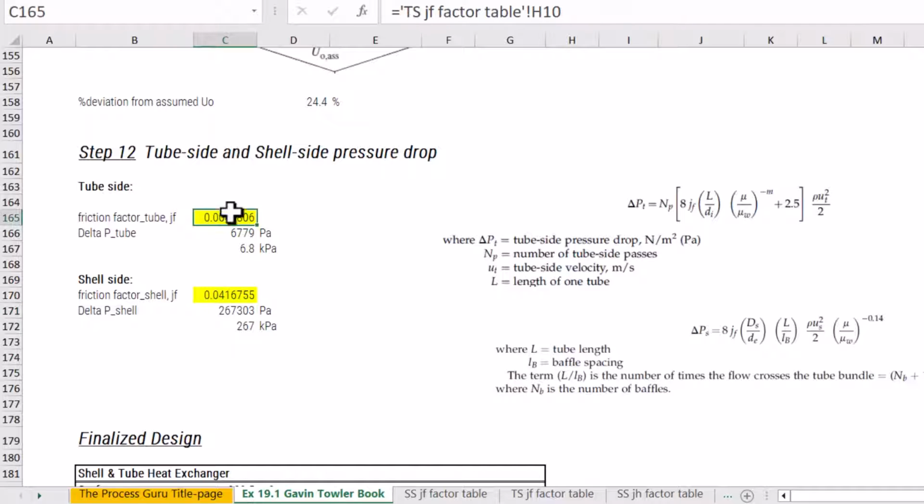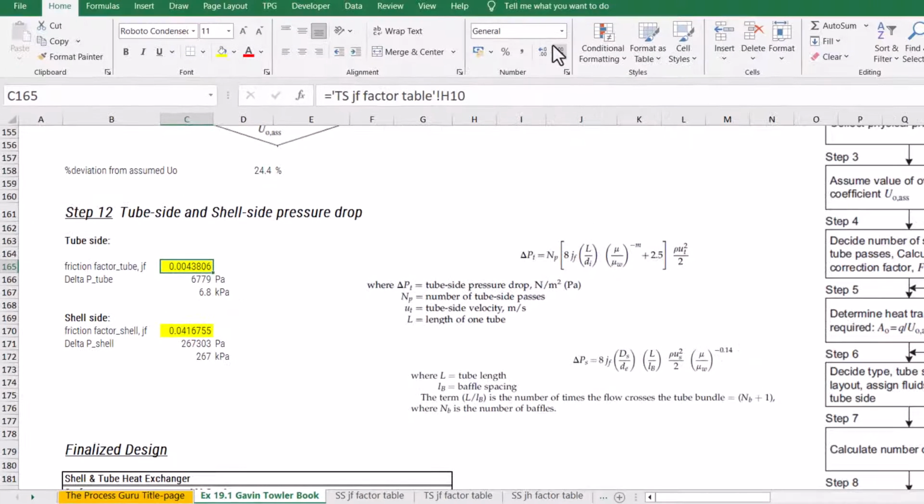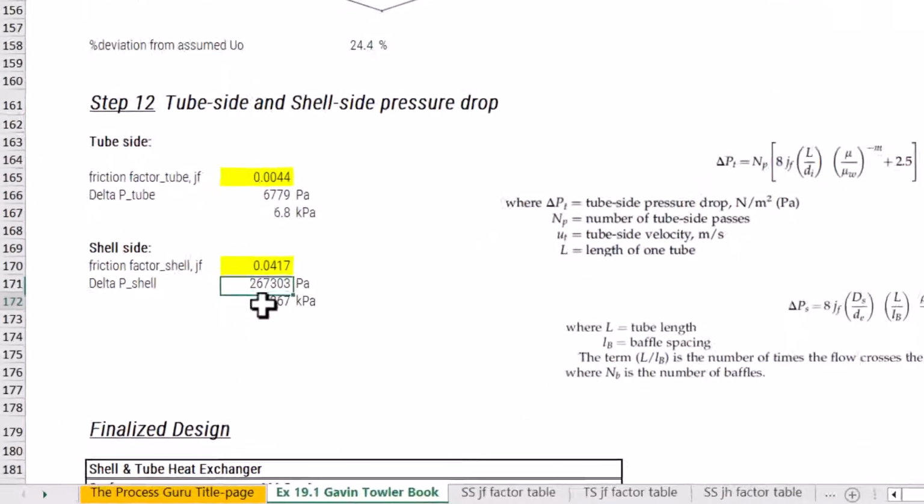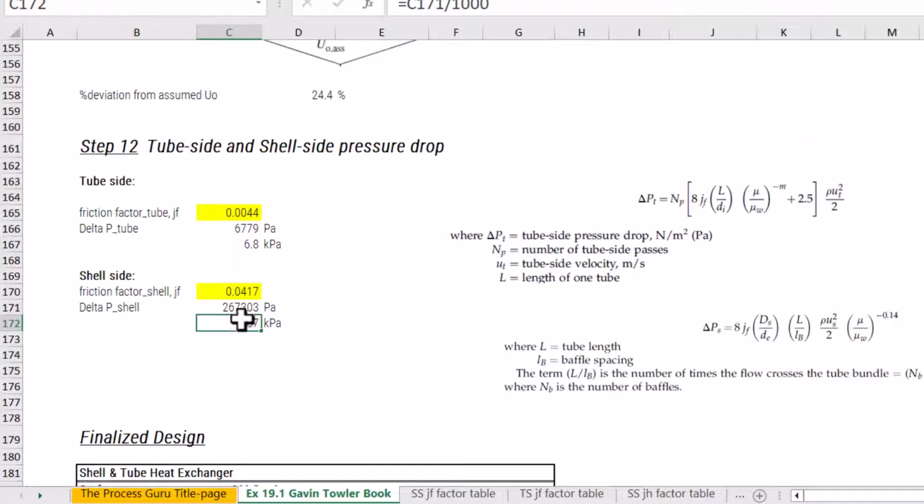Okay, maybe if you want to just reduce the decimals, you can do it. What I'm seeing here is the pressure drop across the shell side is very high, 2.67 bar, and if you remember, our allowable pressure drop on the shell side is 0.8 bar, so we need to do something here. If we want to reduce the shell side pressure drop, the easy way is just to increase the baffle spacing.